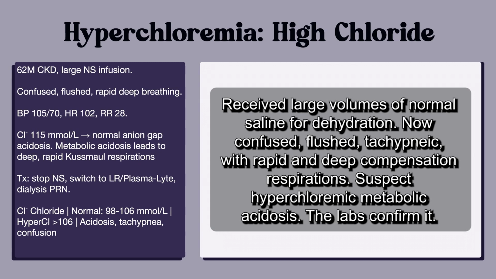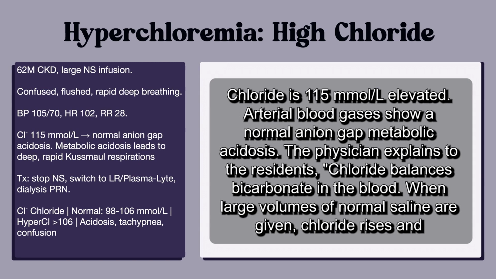Now confused, flushed, tachypneic, with rapid and deep compensatory respirations. Suspect hyperchloremic metabolic acidosis. The labs confirm it. Chloride is 115 millimoles per liter, elevated. Arterial blood gases show a normal anion gap metabolic acidosis.